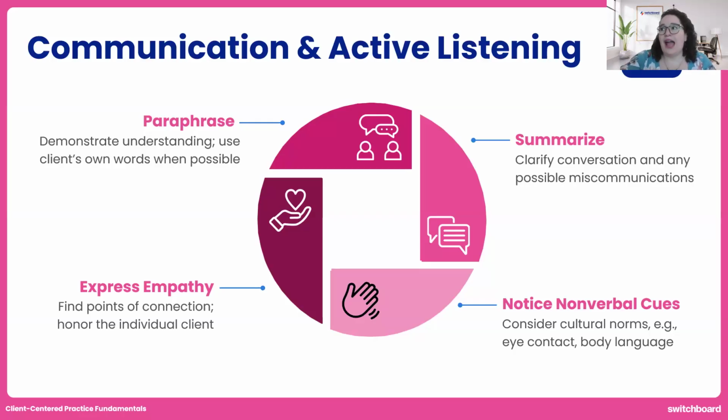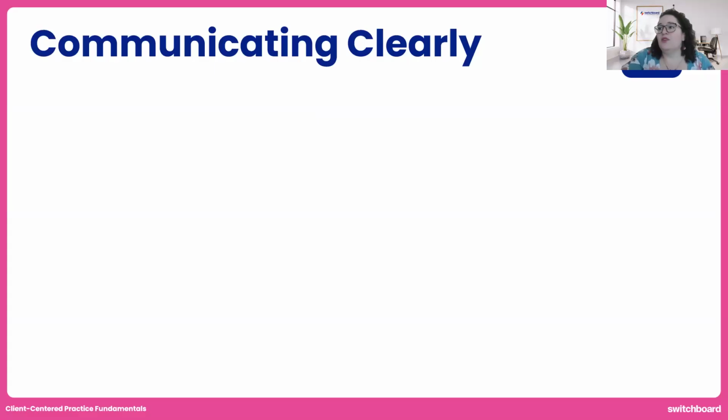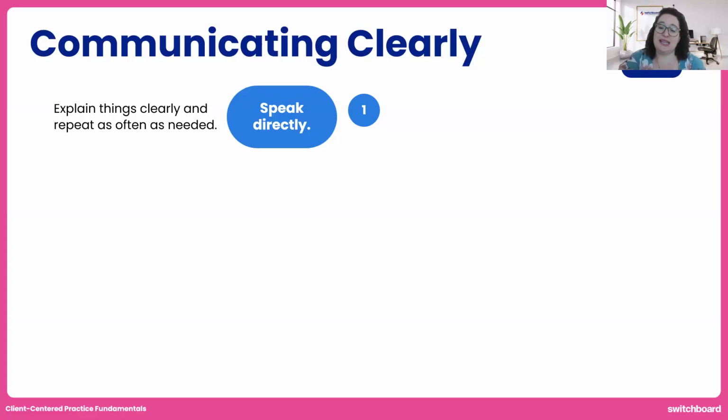So as we're using active listening, there's a few other considerations for communicating clearly on the next slide, just thinking about how we're communicating once we're listening and then responding. So one is to speak directly, explaining things clearly and repeating often as needed. Trauma can make it harder for folks to retain things. It's okay to repeat things. This is part of directness and also patience in communicating with clients.